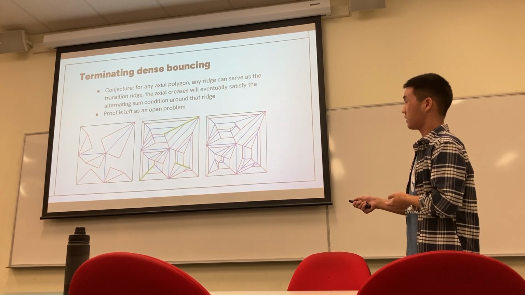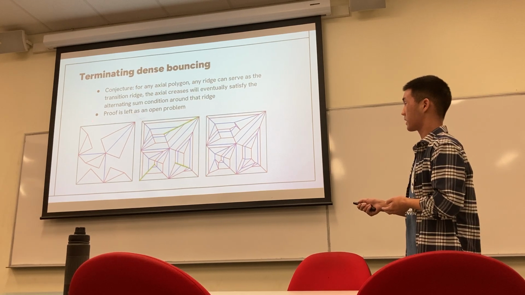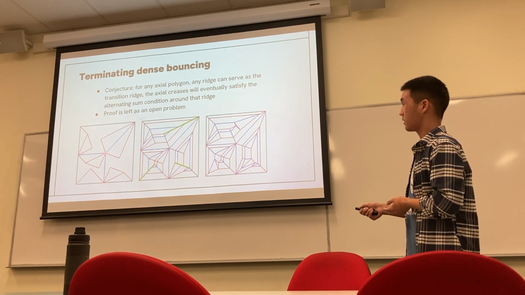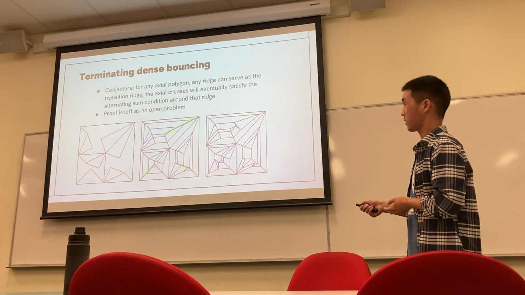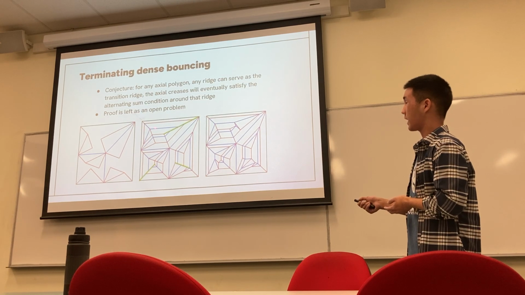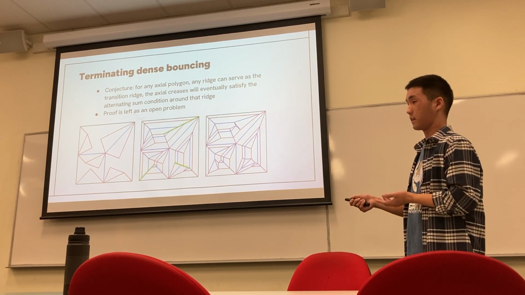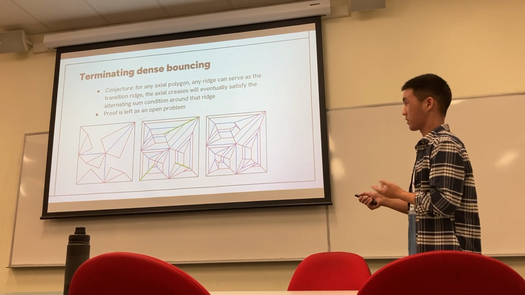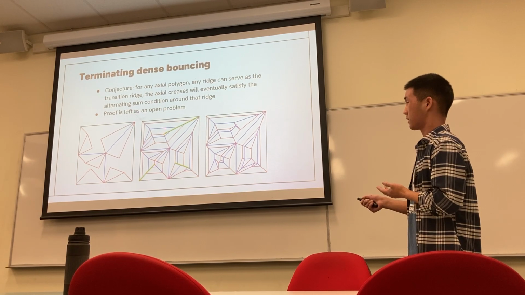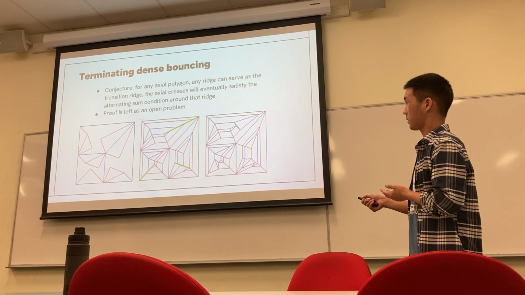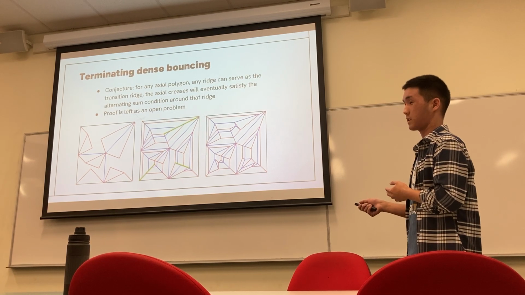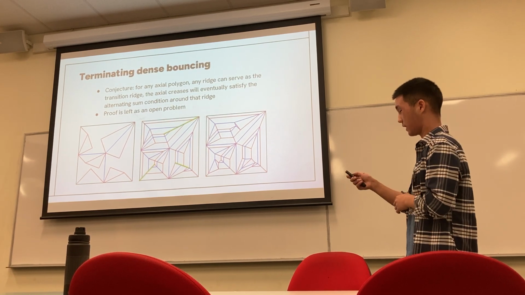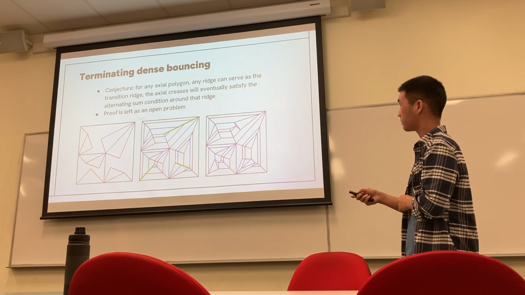So again, this is all left as an open problem, but we conjecture that given an axial polygon, so closed by the axis here, you can pick any ridge, and the axial creases will eventually bounce to that ridge. And we also conjecture that this will always form a setup such that you can apply this algorithm. But again, we leave this proof as an open problem.